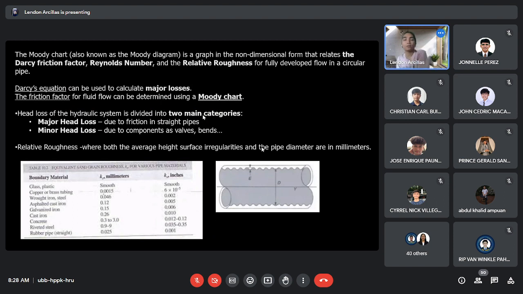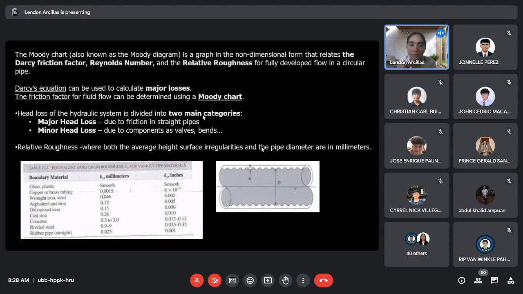Okay, so next step is we need to solve the value of the friction. So let's focus on how to find friction. Hindi natin makukuha yung head loss pag wala tayong value ng F. So pag merong formula yung head loss, meron din yung formula yung value ng F. So how do we find the value of F? So ganito lang. To find the value of friction, dalawa lang yon.